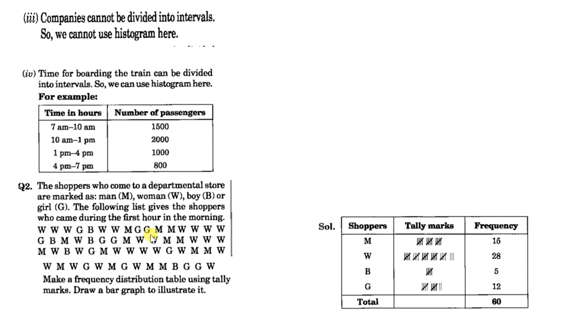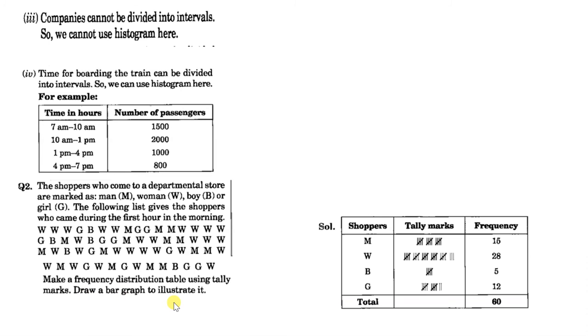इस तरह से हम सारे tally marks लगाने के बाद इनको count करेंगे. Here we have 3 bunches of 5, so it is total 15. That is the frequency of M is 15. Similarly, this 1, 2, 3, 4, 5. 5 is 25 and plus 3, that is 28, is the frequency of W. Like this we will complete this table and then we have to draw the bar graph.